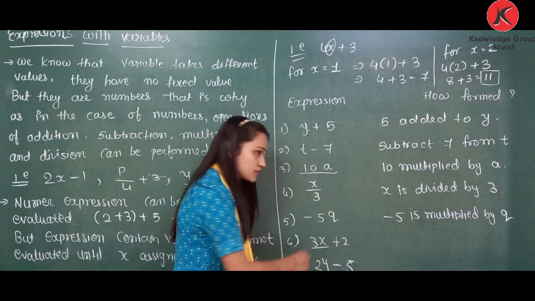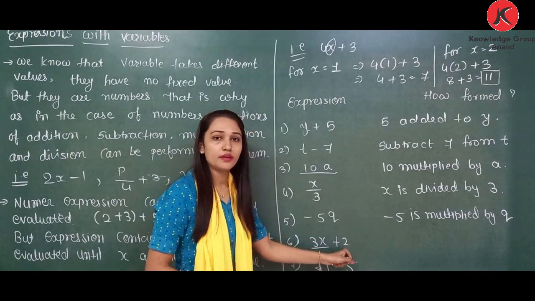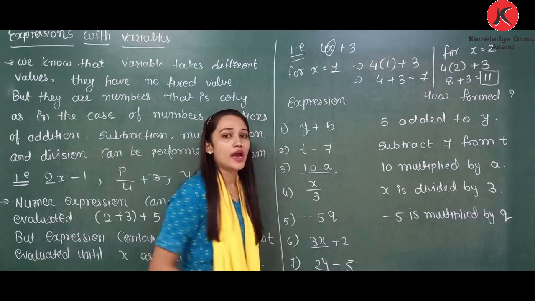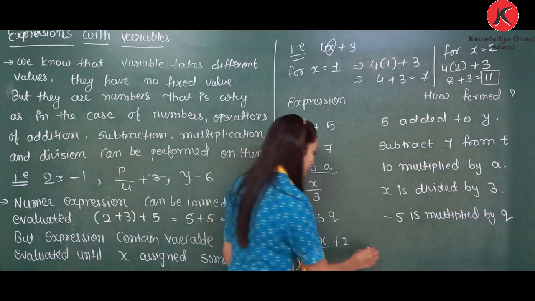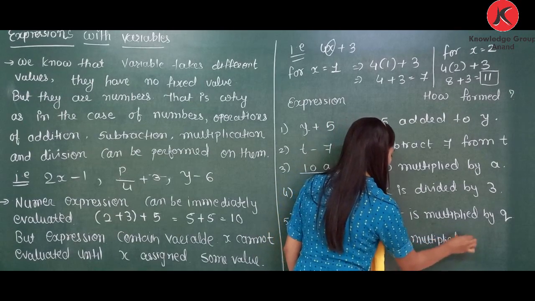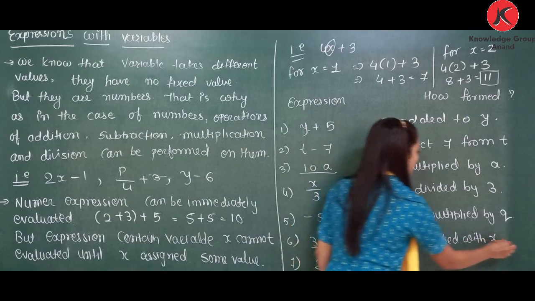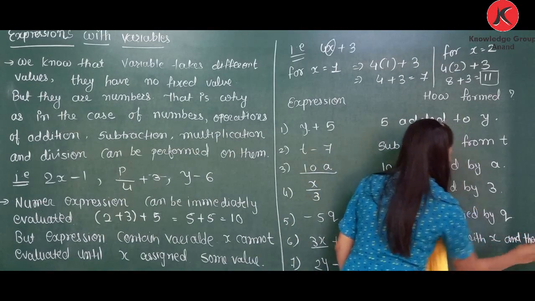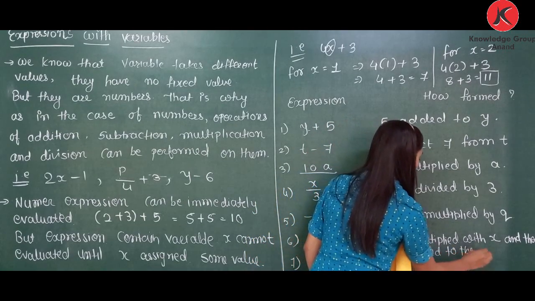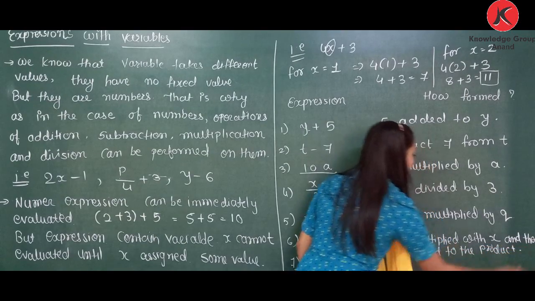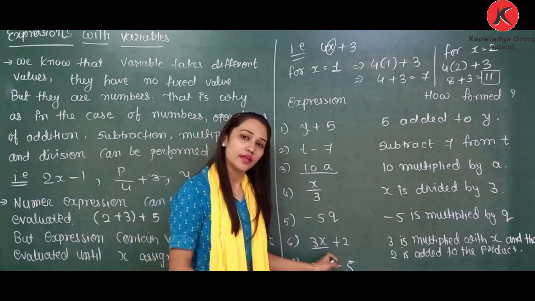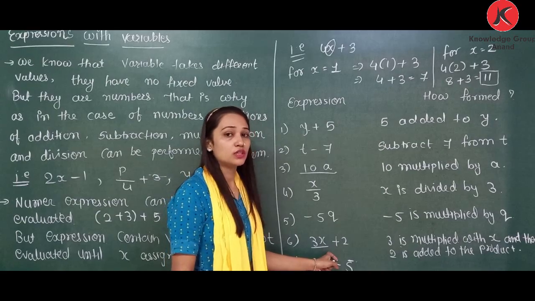Now next one, 3x plus 2. Here 3x, these two are in a multiplication, and then add 2. So we can write, first 3 is multiplied with x and then 2 is added to the product. Or another way you can write, 2 is added to the product of 3 and x. Then it is also a correct statement. You can write in your own words.